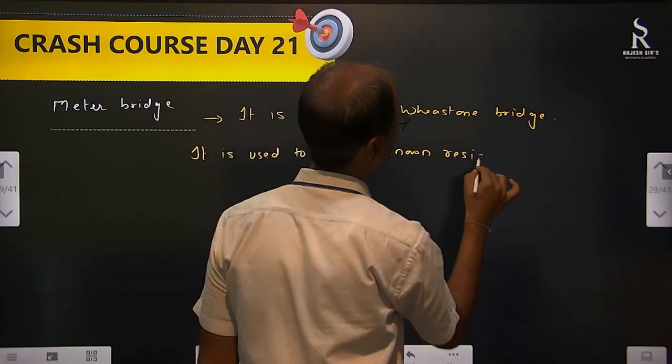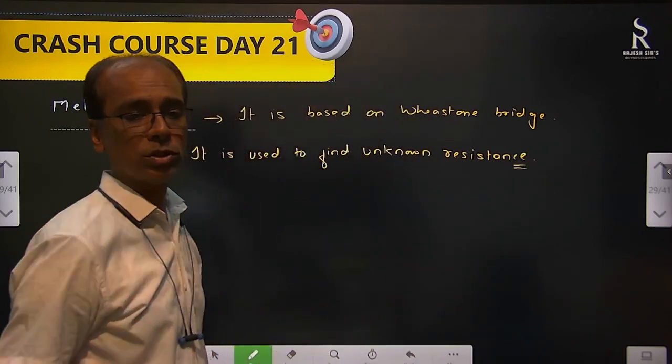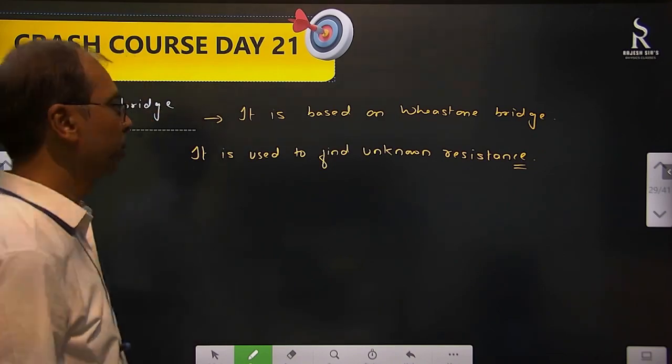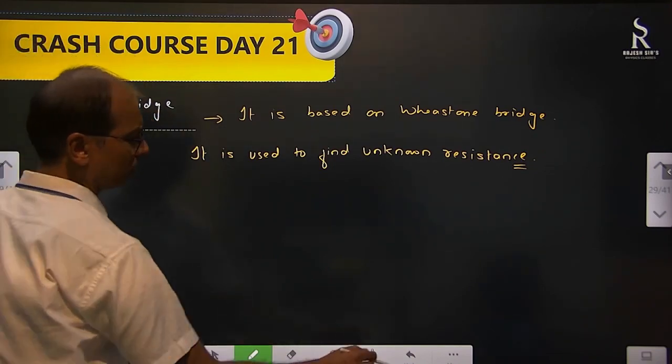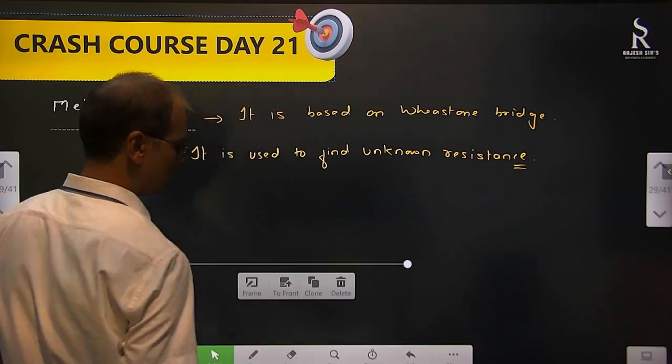Resistances, or resistance. It's a meter bridge because it uses a wire of 1 meter length. That's why it's called meter bridge. How is it? There used to be one wire, so a wire like this.